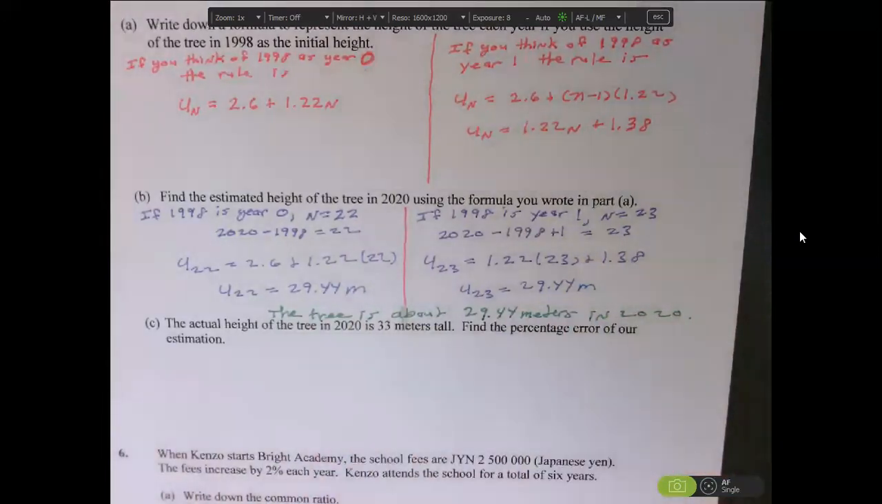All right, now Part C. You should know how to do these by now. So once again, I'll read it with you, but then I'm going to pause my video and have you guys try it again, because you have done percentage error a number of times by now. You should know how to do this without me doing it step by step with you. So we know that the actual height of the tree in 2020 is 33 meters tall.